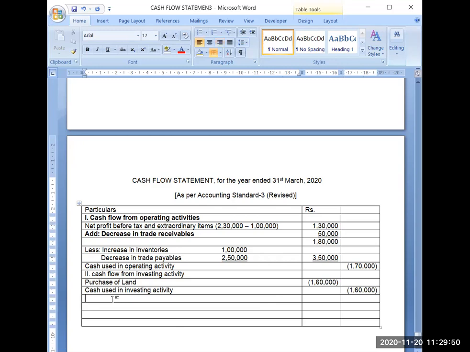Now coming to third part of this cash flow statement, that is cash flow from financing activity.